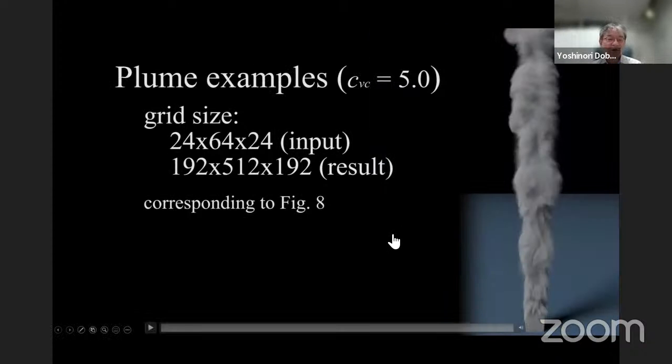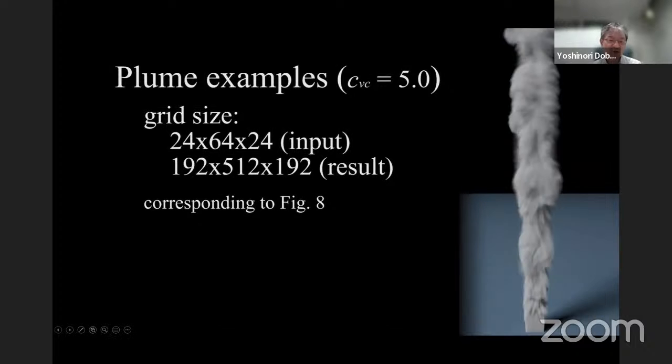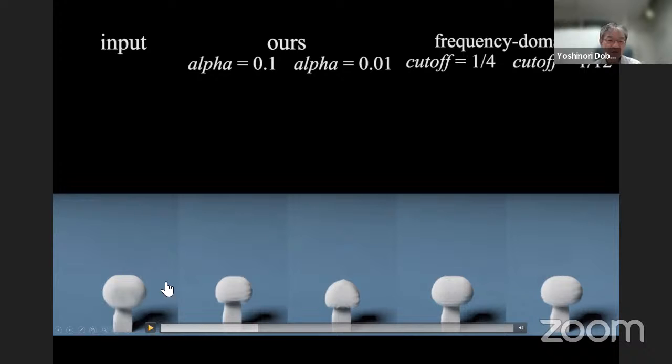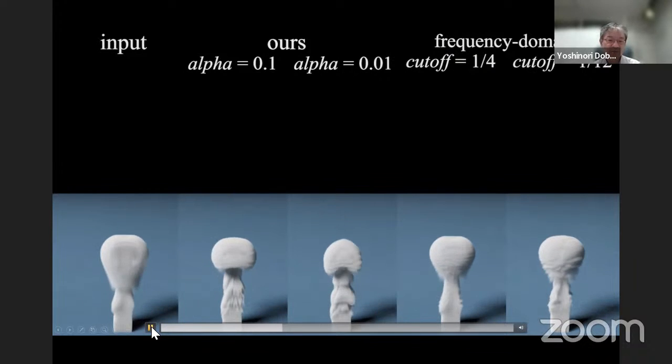Okay, finally, this one is a comparison using physically based input. That is, we use a numerical fluid simulator to prepare this input velocity field, and we compare our results with the frequency domain method. These two are generated by using our method, and these two are generated by the frequency domain method. Let's see.